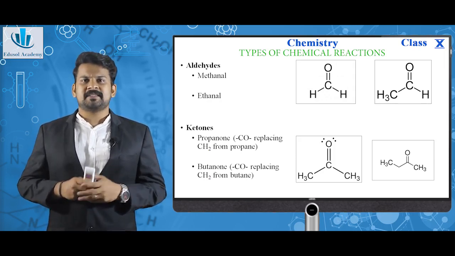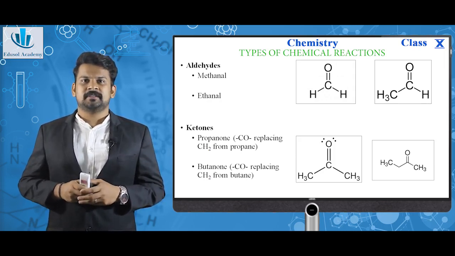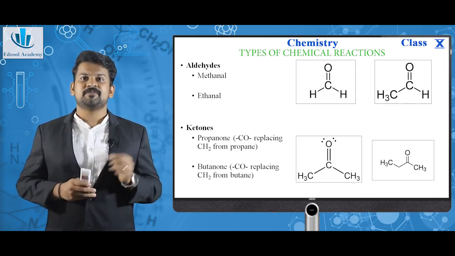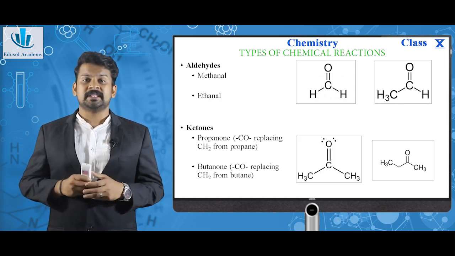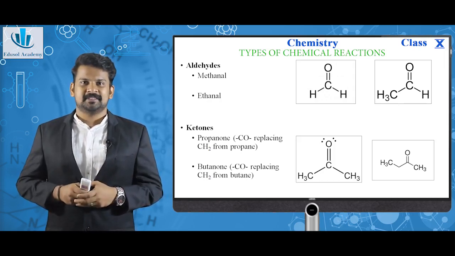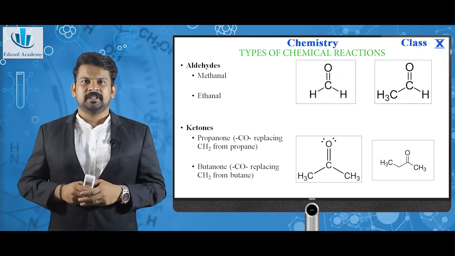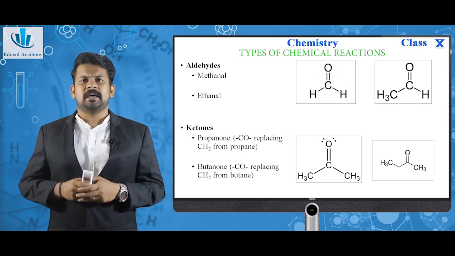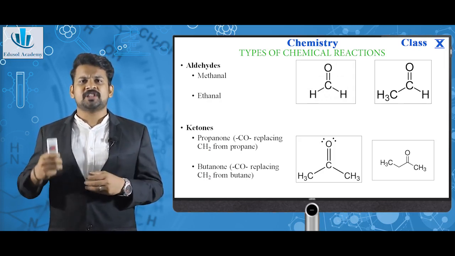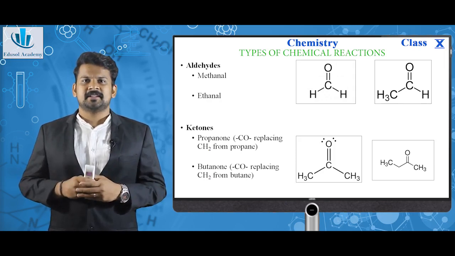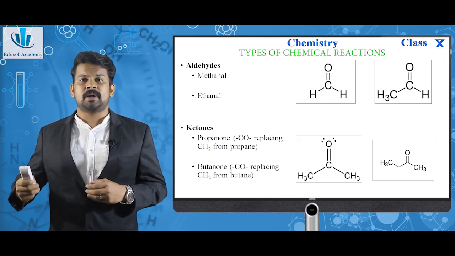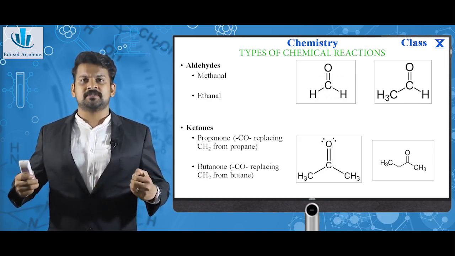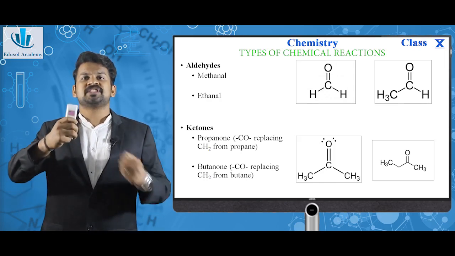Similarly, replacing that hydrogen with CH3, we get CH3CHO. This is ethanal. Same is the case with ketone. In the case of aldehyde, we replaced the CO with H on one side. Here we are giving CH3 on one side and CH3 on the other side, which gives CH3 C double bond O CH3.